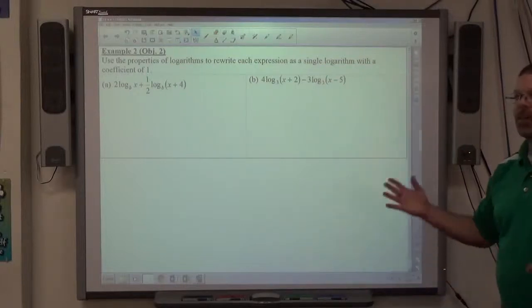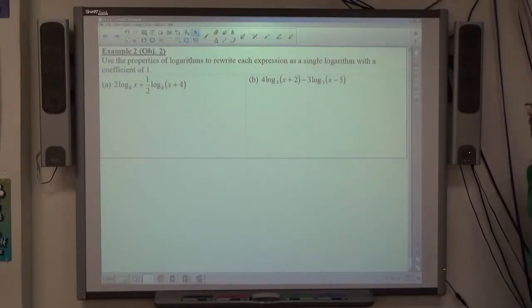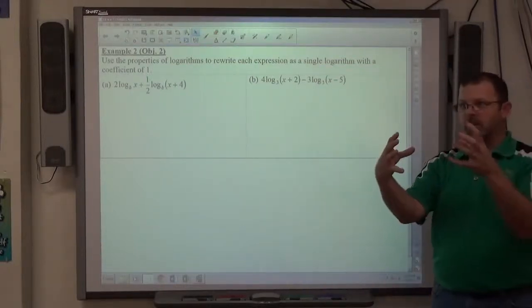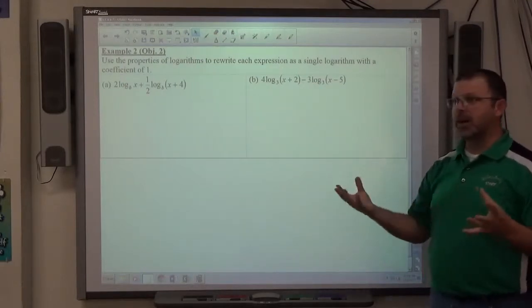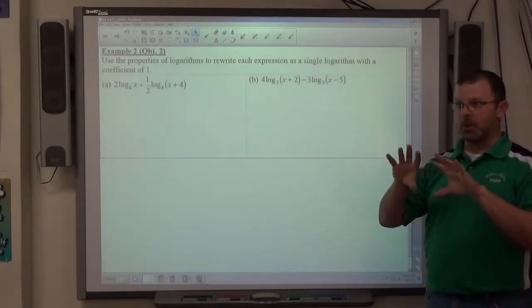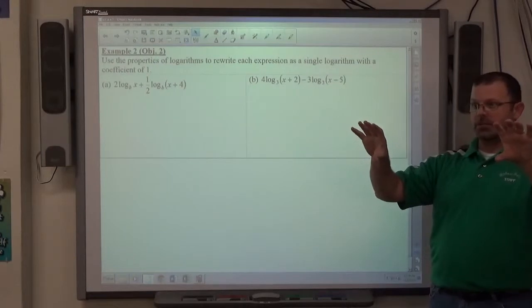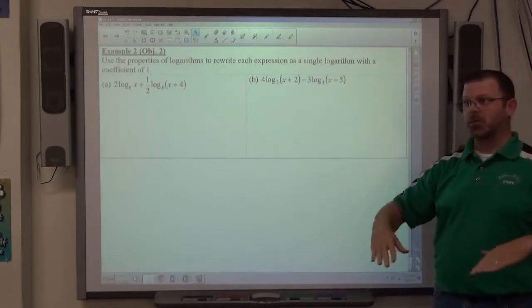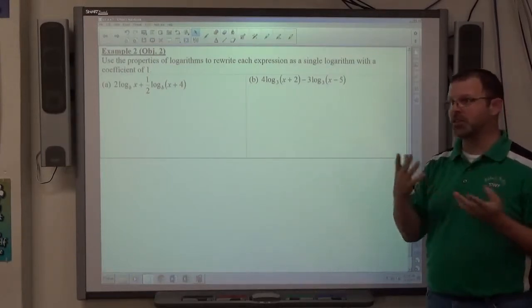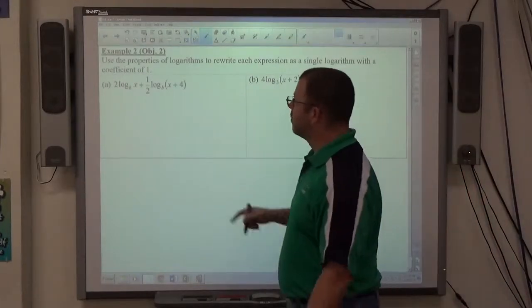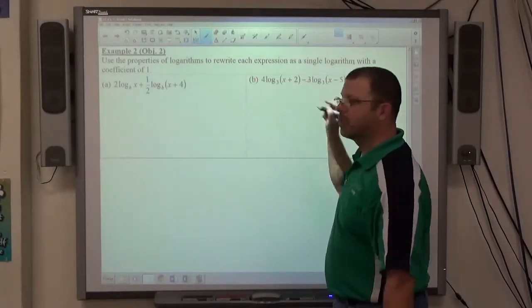Example 2 has us going the other way. Okay, we're going from the expanded version back into a concise version, and we're going to go backwards. So before I wanted to deal with the multiplication division first, and then the powers. Going backwards, I want to deal with the powers first, multiplication division second. And if I see a plus, it means multiplication. I see a minus means division.